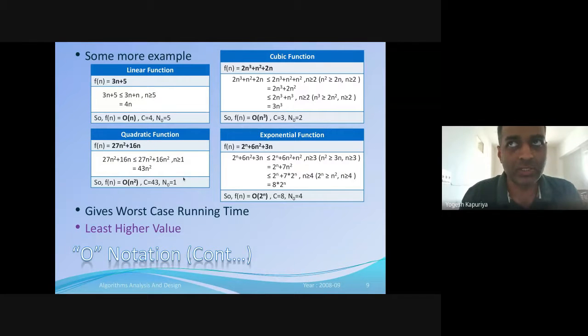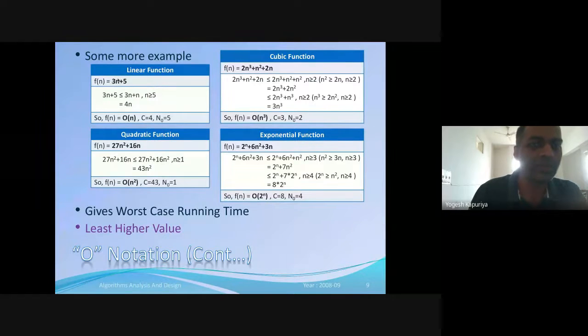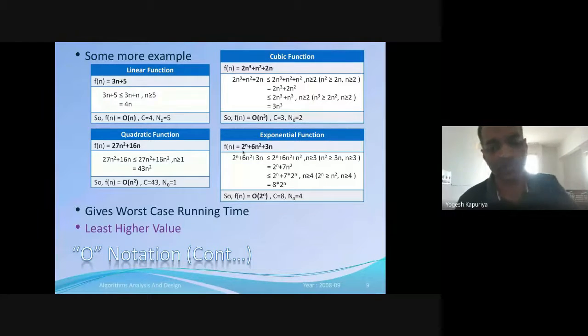So I hope you understood the concept. What I want to convey is that it is not necessary that this is the only pair for which you can say this. You can have other values of C and N0 as well. That is also possible. But the ultimate thing is, when you find this kind of an equation, the big O notation of this will be the highest order term in this equation. So here it will be n, here n square, here n cube, here 2 raised to n, because these are the highest order terms.